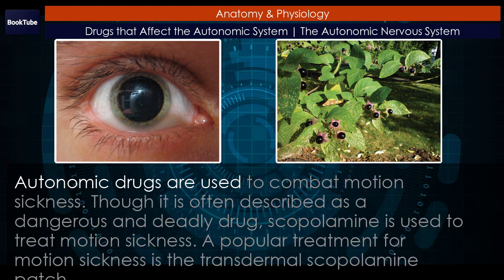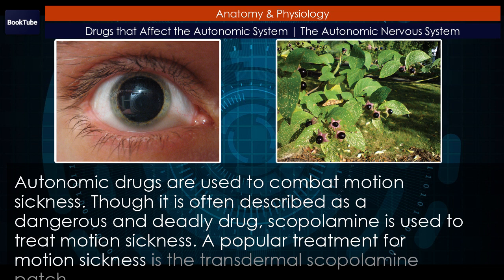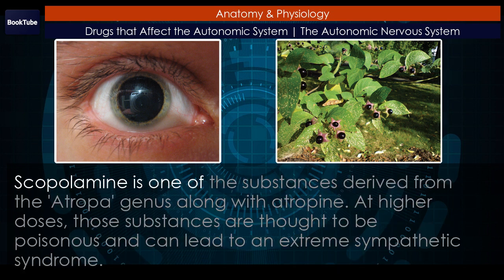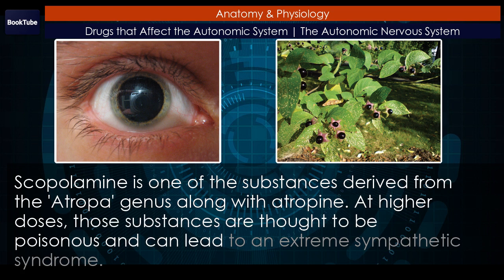Autonomic drugs are used to combat motion sickness. Though it is often described as a dangerous and deadly drug, scopolamine is used to treat motion sickness. A popular treatment for motion sickness is the transdermal scopolamine patch. Scopolamine is one of the substances derived from the Atropa genus along with atropine. At higher doses, those substances are thought to be poisonous and can lead to an extreme sympathetic syndrome.